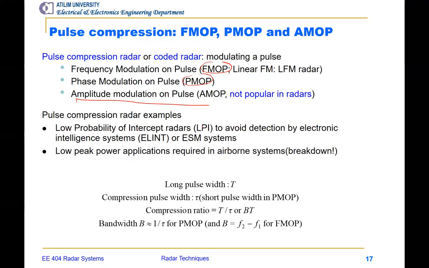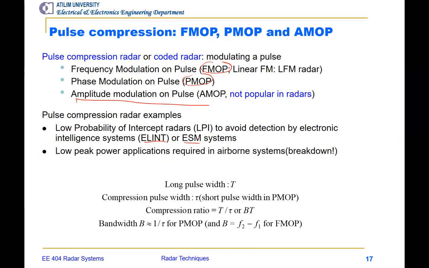They are quite difficult to be detected by electronic intelligence or electronic support measure systems because they use very low power and they simply spread the power over a very huge band on the order of gigahertz sometimes.